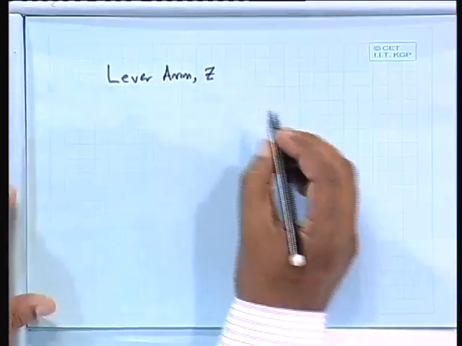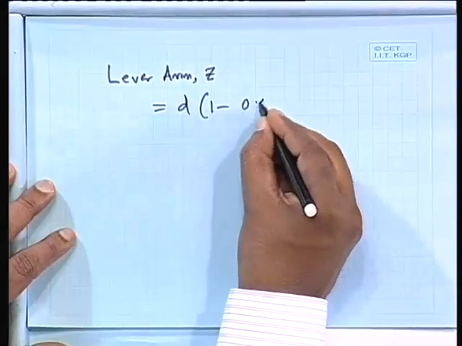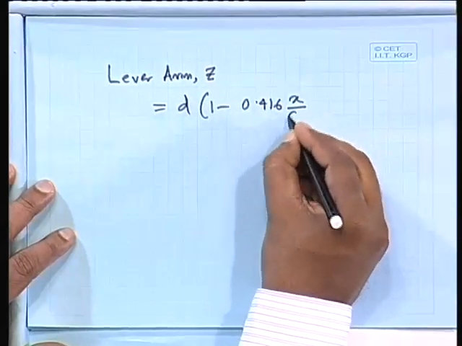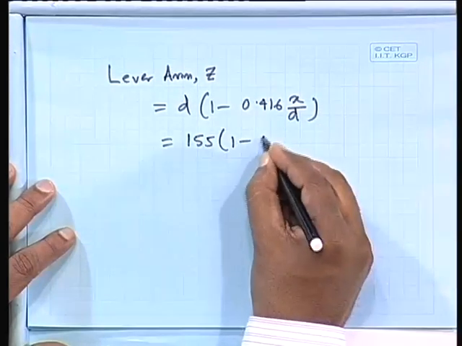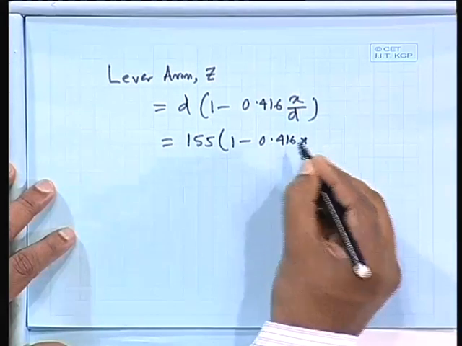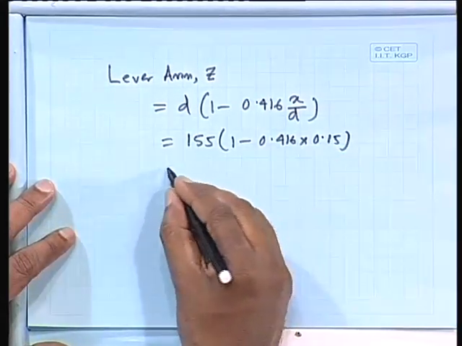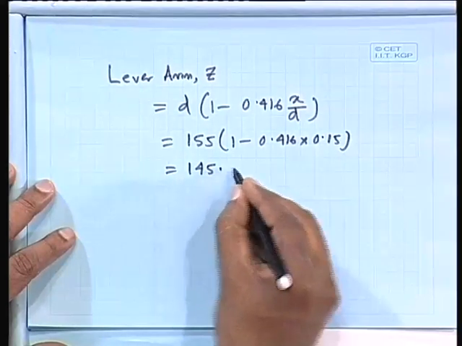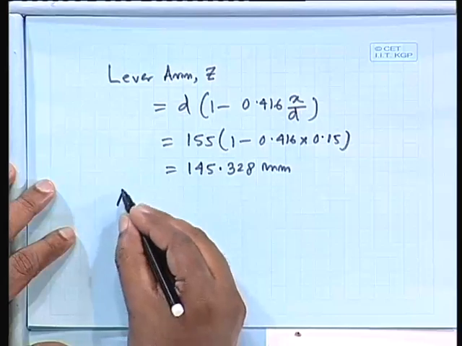So the lever arm Z is equal to d times (1 minus 0.416 x by d), which is 155 times (1 minus 0.416 times 0.15), which comes as 145.328 millimeter.